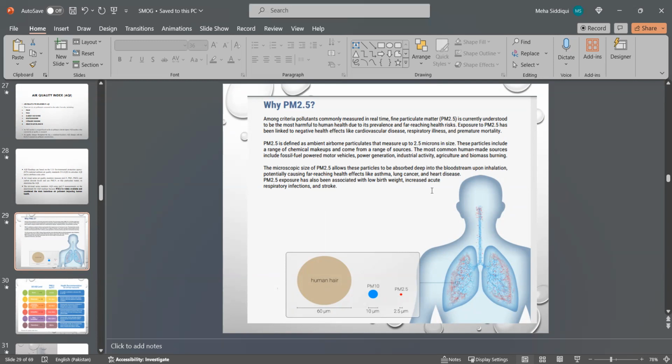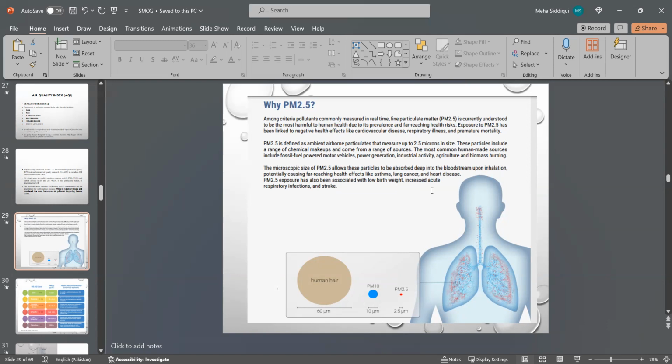It is defined as an ambient airborne particulate that measures up to 2.5 microns in size. These particles include a range of chemical makeups and come from a range of sources. The most common human-made sources include fossil fuel-powered motor vehicles, power generation, industrial activity, agriculture, and biomass burning.